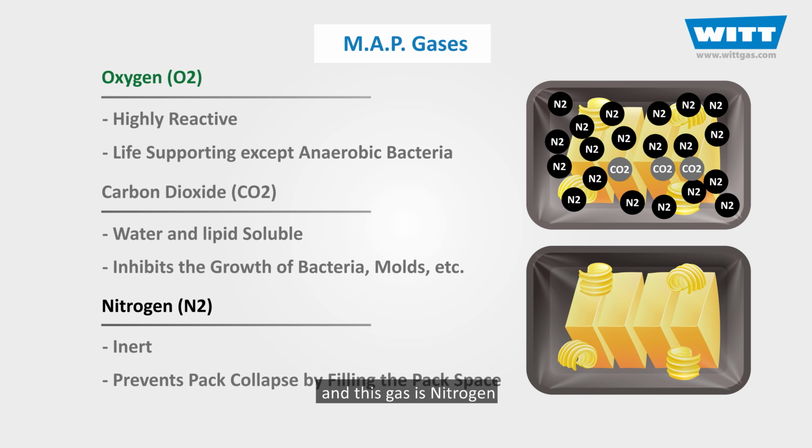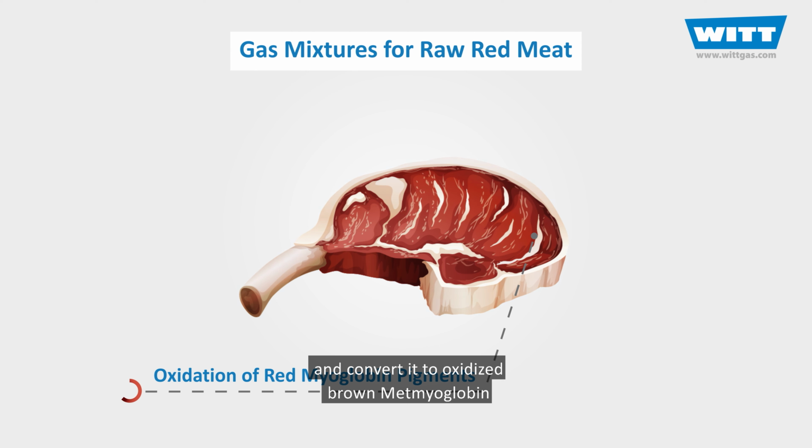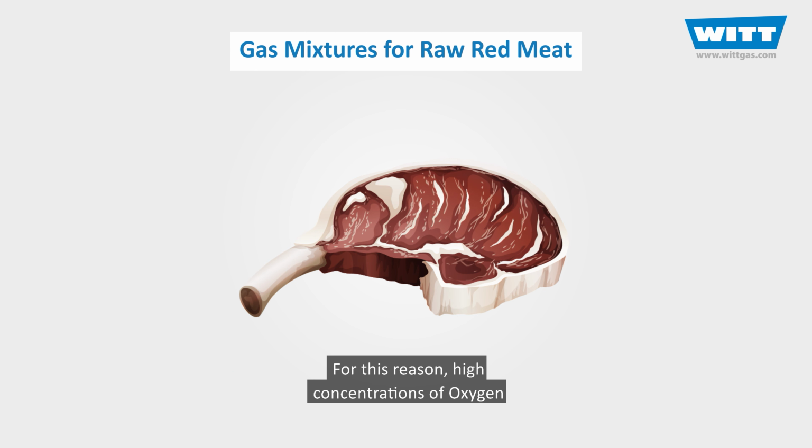Okay, as it was mentioned, we're not going to mix these gases in the same way for all kinds of foods. Depending on the type of food products and specific causes of their spoilage or quality deterioration, the gas mixture would be different. For example, mechanisms that limit the shelf life of raw red meats are microbial growth and oxidation of the red myoglobin pigment and convert it to oxidized brown metamyoglobin. For this reason, high concentrations of oxygen are necessary in order to maintain the desirable red color for a longer period of time.